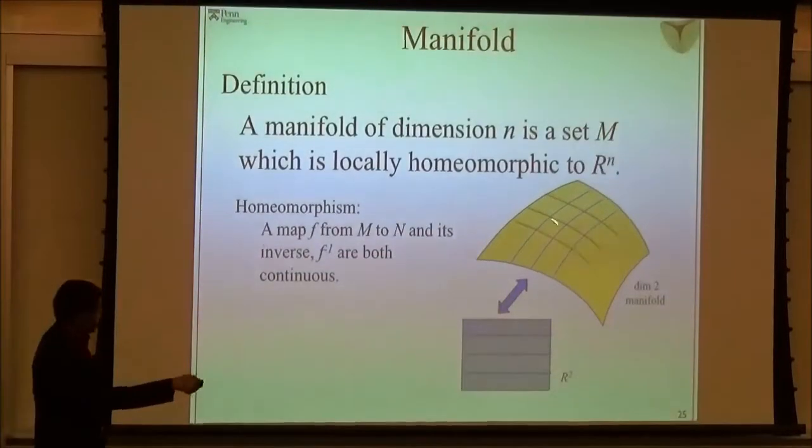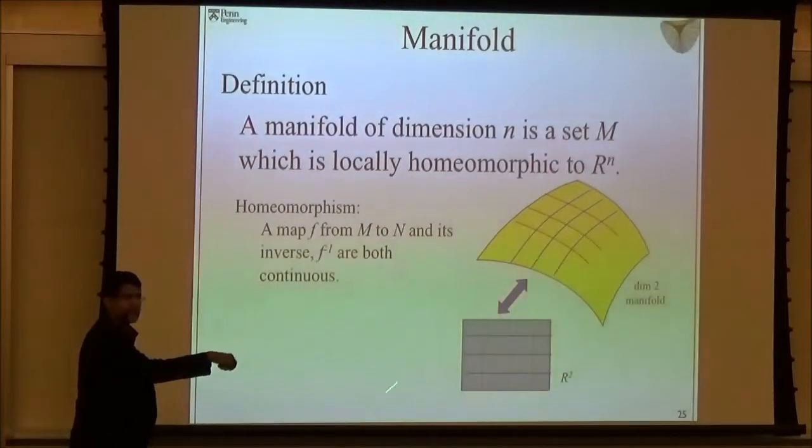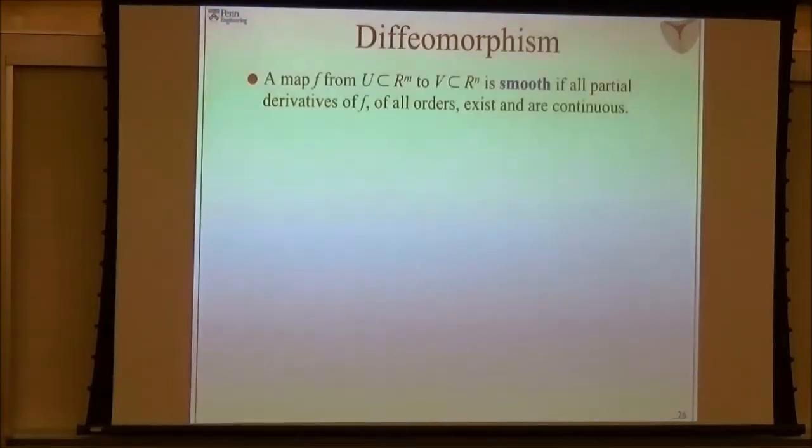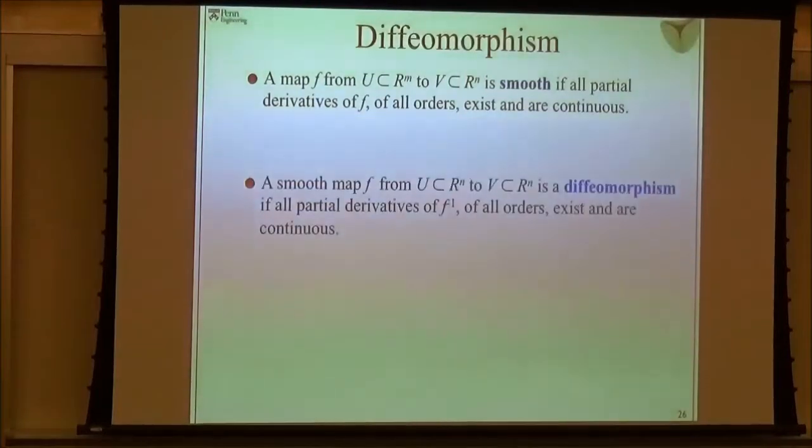So again, you're trying to map this onto this and then this onto that, right? So you want to go back and forth. That's sort of the key concept behind a homeomorphism. So smoothness means I want the f and the f inverse to be continuous, but also I want to be able to differentiate it as many times as necessary. That's the idea of smoothness.